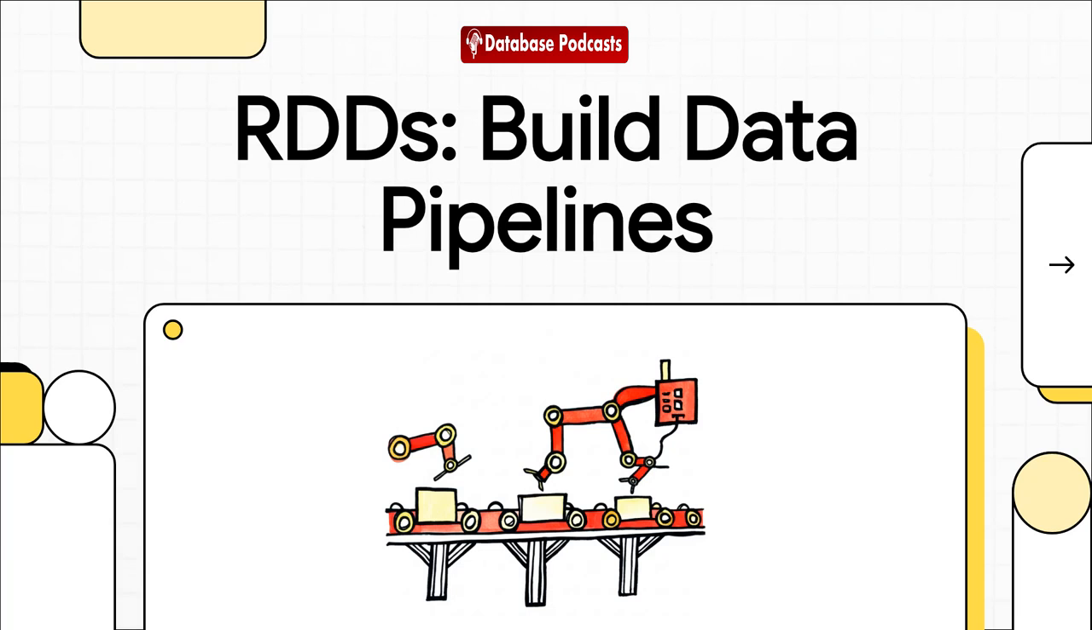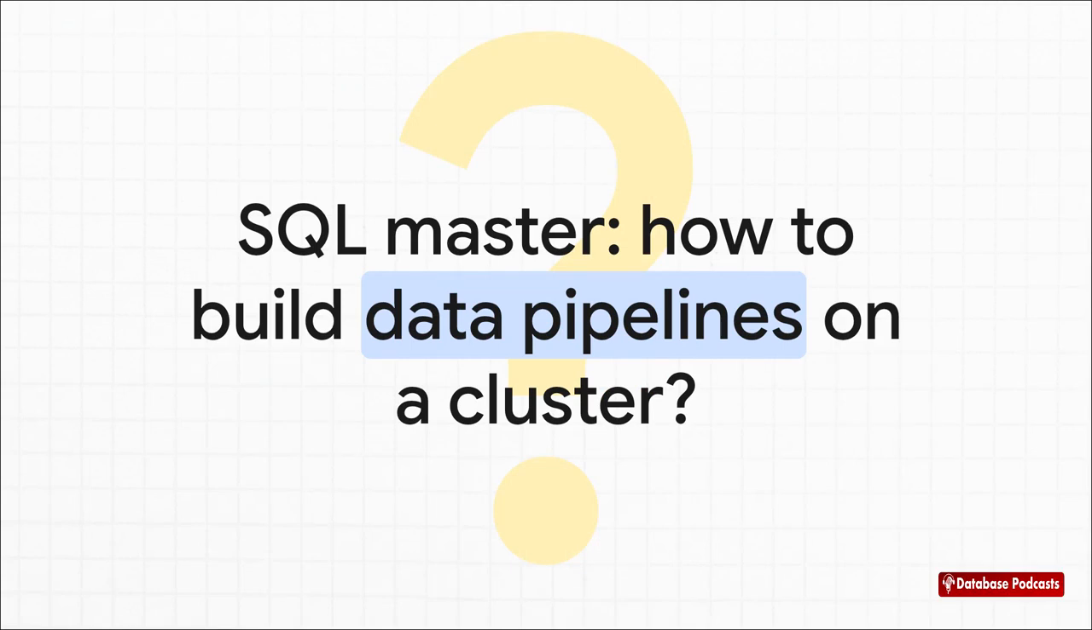Today, we're jumping into Apache Spark and taking a look at how its core building block, the RDD, lets you build some seriously powerful data pipelines. Okay, so let's just dive right in. You're a pro at writing a killer SQL query, right? You can pull anything you need from a database.